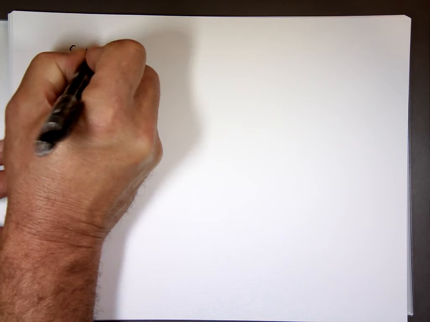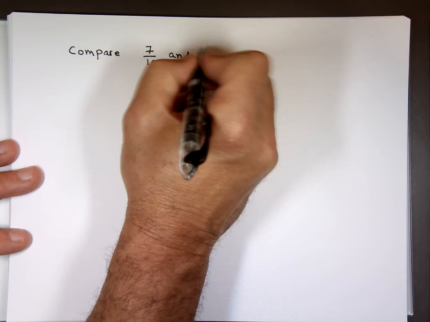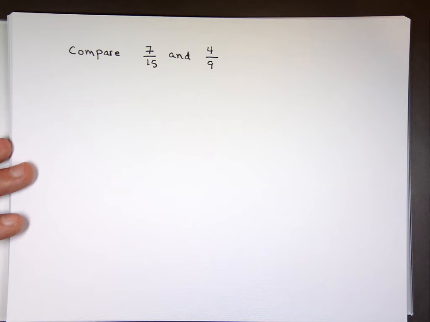Can you compare? That means tell me which one is bigger, not equal. Compare 7 over 15 and 4 over 9. Well, I can't really compare them because why? The bottom numbers are different. Let me leave that problem for a second. Leave it sitting there. Let's say I have a different problem right here. Let me just put a line here.